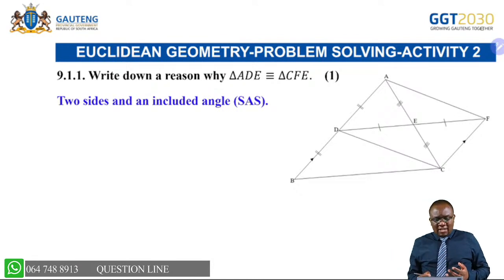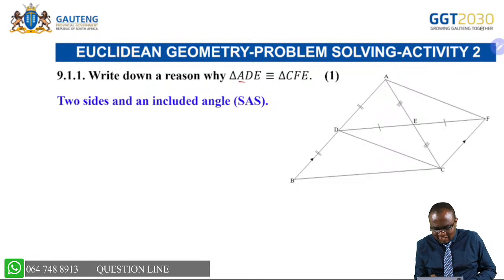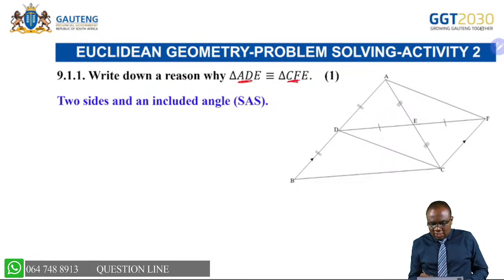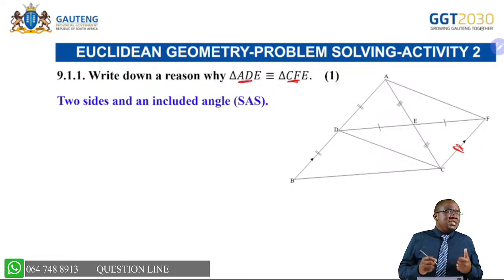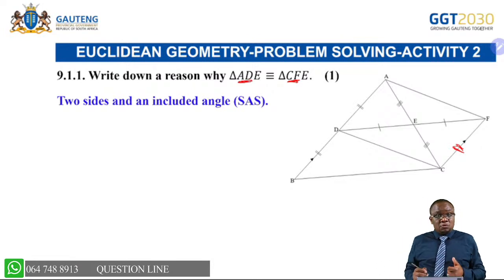Now we've proved that these two triangles are congruent, meaning that AD is equal to CF. So we can conclude and say AD is equal to CF. These two sides are equal now because of congruency. You see that? Like what we did when we're doing the proof, if you check. This question is like that.